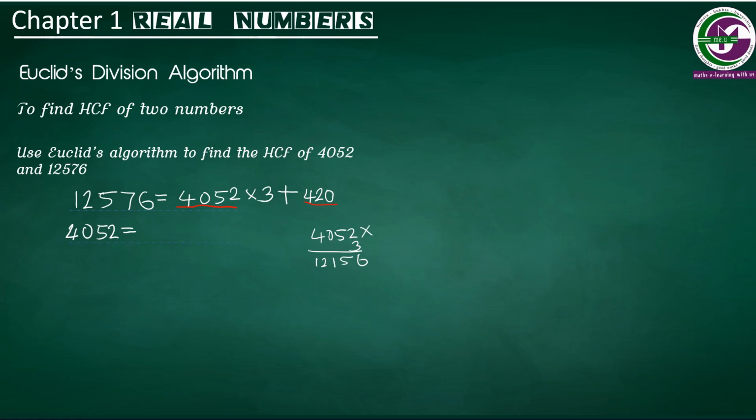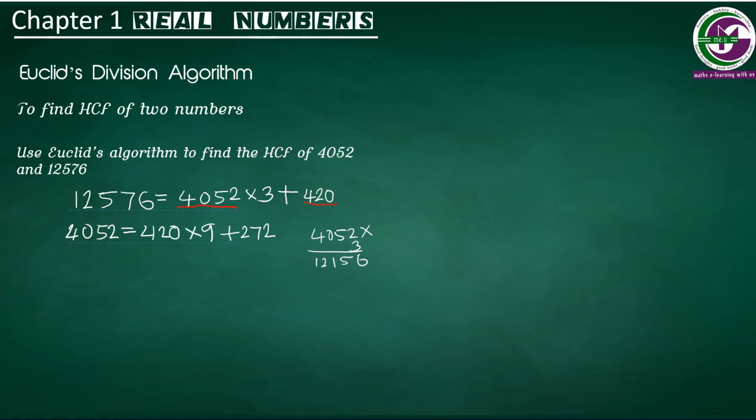So we'll get 420 times, how many times? You need to multiply, and when it goes more than 4052, you need to stop. So we'll get the number 9. 9 times 420 is 3780. It will leave a remainder 272.